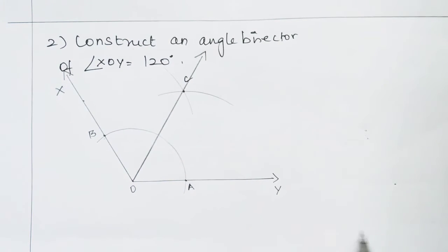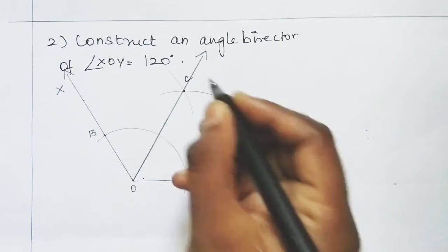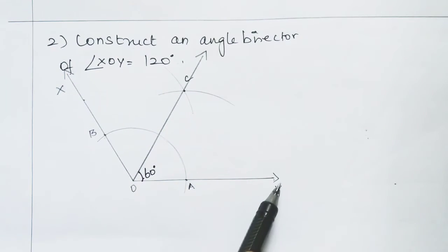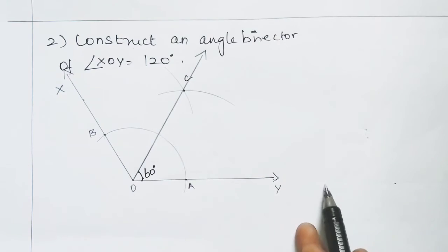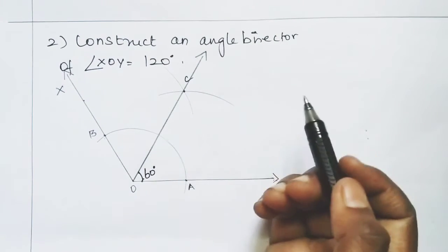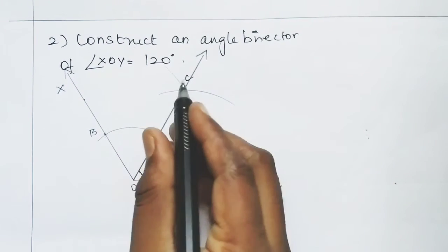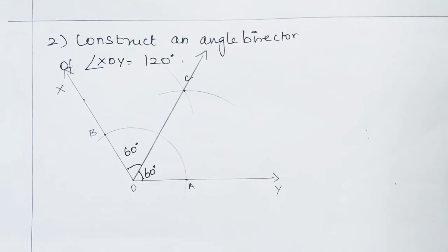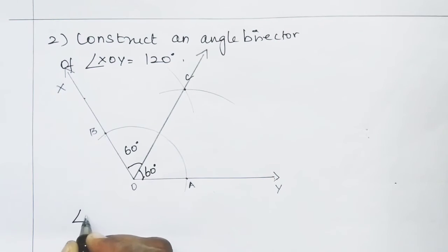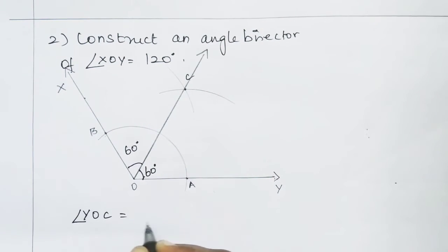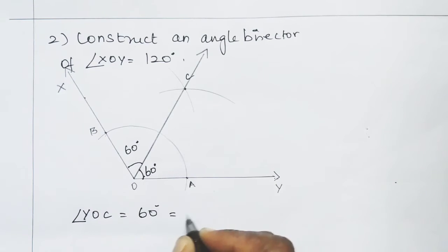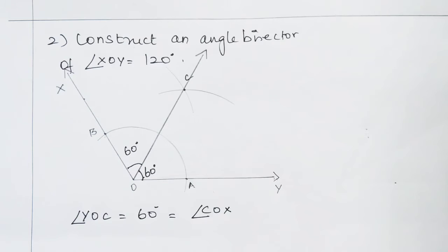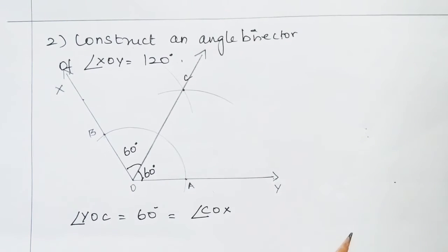Now I can say angle YOC is 60 degree, because now OC is the angle bisector of YOX or XOY. So half of 120 degree is 60 degree. So now YOC is 60 degree, COX is 60 degree. So I can write angle YOC is equal to 60 degree equals angle COX. So we'll do angle bisector for right angle. Let's see.